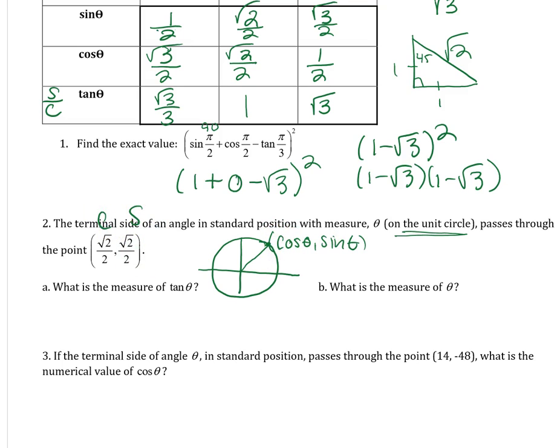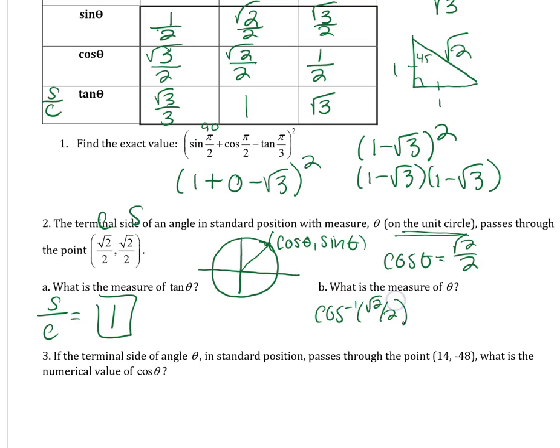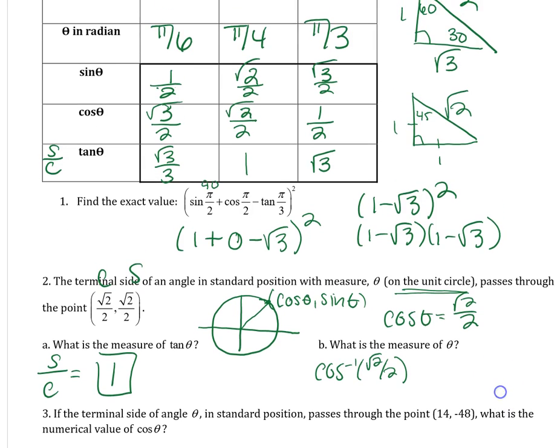So with that being said, you know that cosine of theta equals radical 2 over 2. So what must tangent of theta be? Remember, tangent's equal to sine over cosine. So radical 2 over 2 divided by radical 2 over 2 is just 1. Now, if we know that cosine of theta is radical 2 over 2, which is what this whole point is telling me, you could do inverse cos of radical 2 over 2 in your calculator, or honestly, just look at your chart. Cosine of what angle gives you radical 2 over 2? 45 degrees.